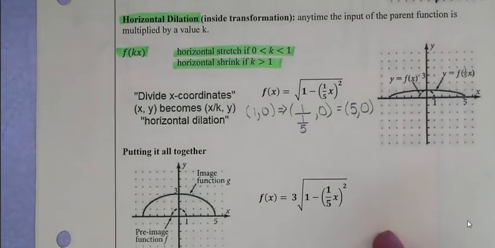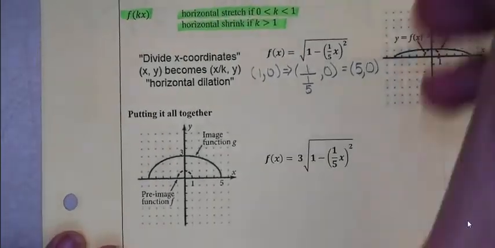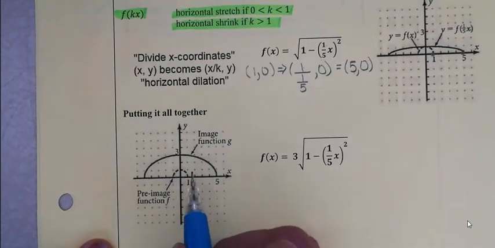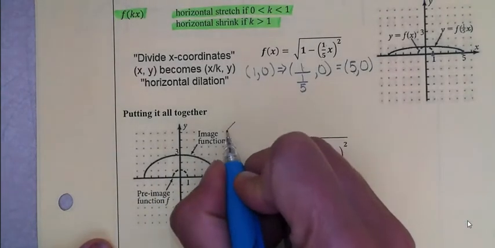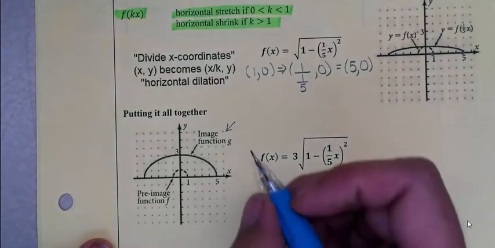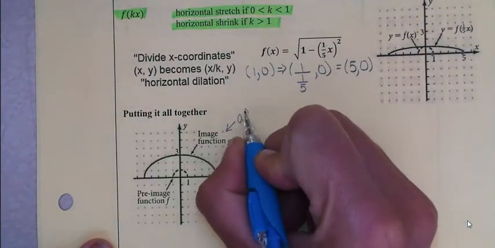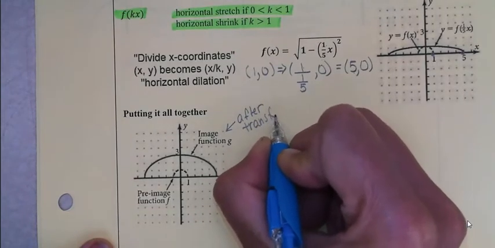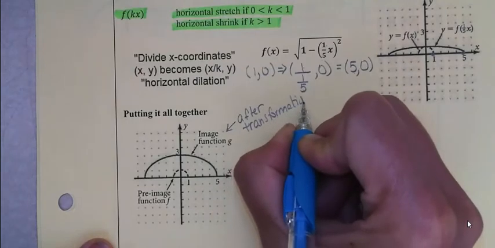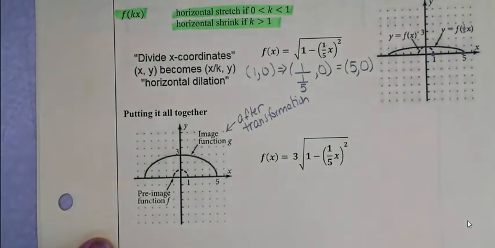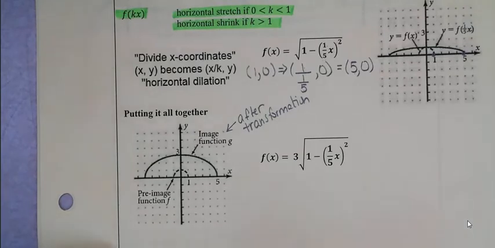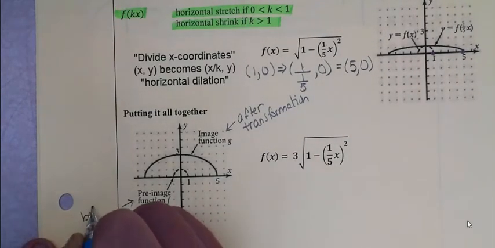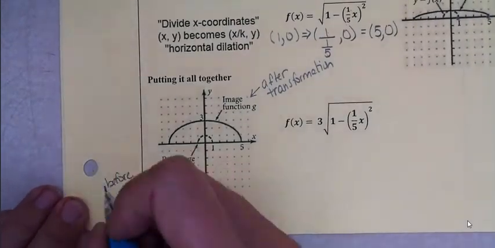When you put it all together, first of all, I should talk about preimage and image. The preimage is your original function. The image comes after the translation, or basically any transformation. Some of them will just be a dilation. Some of them will be a translation and a dilation. It just depends. The preimage is before the transformation.